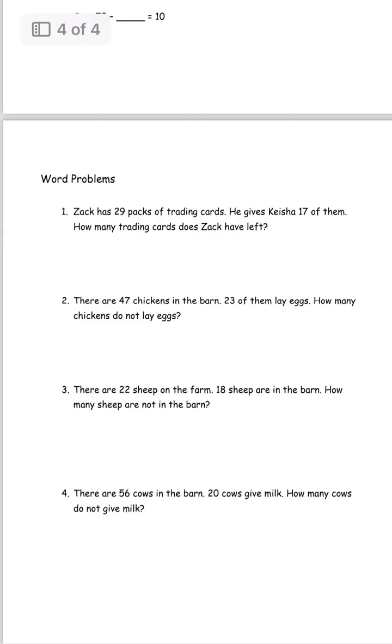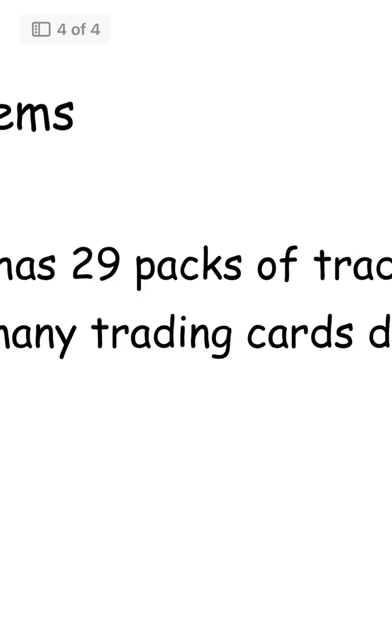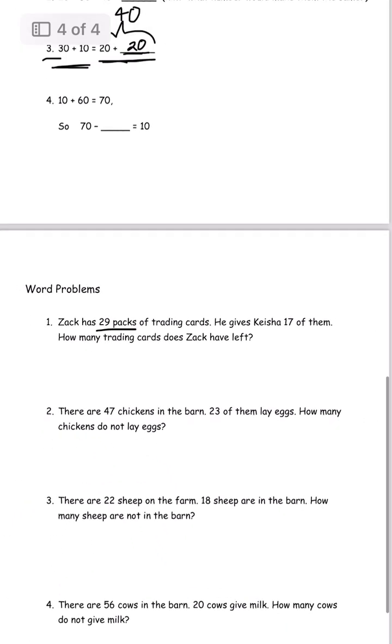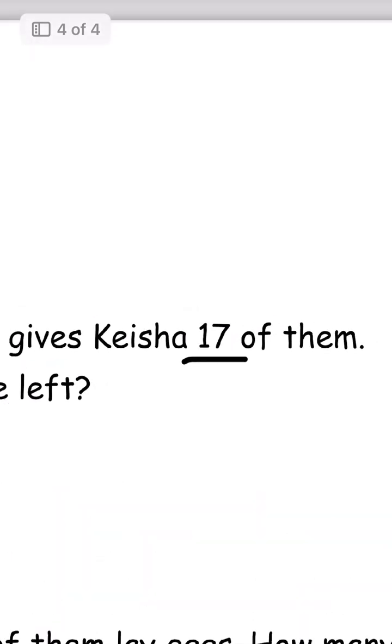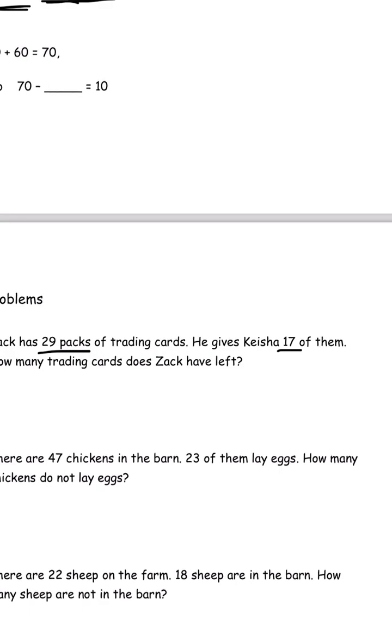We have word problems over here. For number 1, it says Zach has 29 packs of trading cards. He gives Keisha 17 of them. How many trading cards does Zach have left? So we have to find how many he still has. It says 29 packs, and then he gave 17 of them, right? So we would have to subtract 17 from 29, since we have to know how many are left.